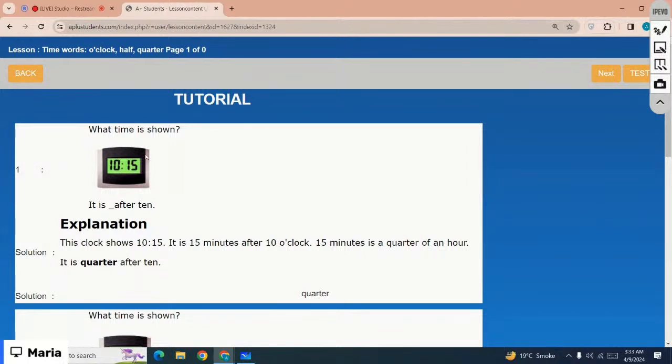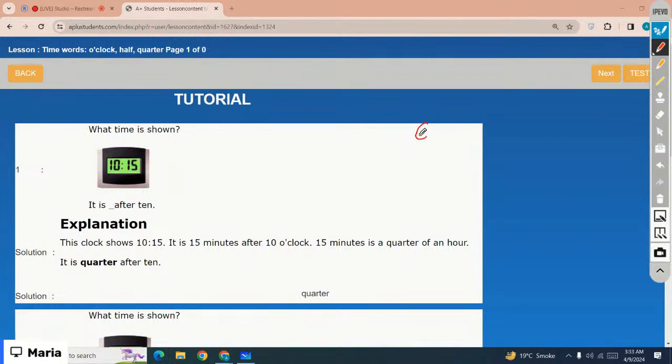Okay, you can see that that is an analog clock. The time is 10:15, right? The numbers you can see on the clock are 10:15, but you can also say it is quarter after 10, right? Quarter means the fourth part. In 1 hour you have 60 minutes, and you can divide 60 minutes in four, like 15, 15, 15, 15. When you add them together, they all make 60 minutes. So you can say 15 minutes is a quarter of an hour.